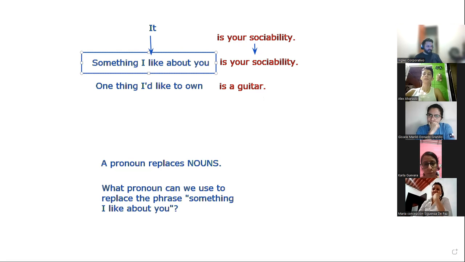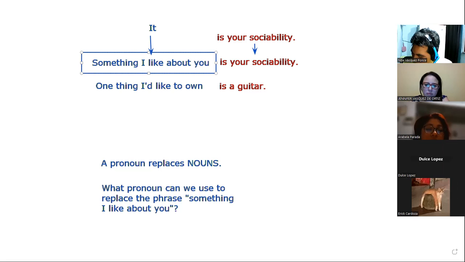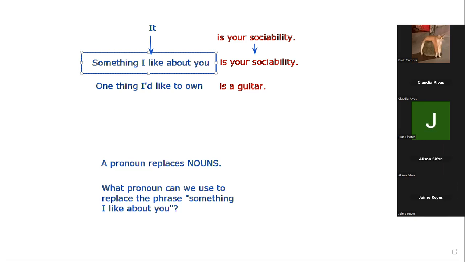Even in Spanish, guys, if I say "una de las cosas que más me interesa estudiar," toda esa frase sería un sustantivo, right? Una de las cosas que más me interesa estudiar es matemáticas. Porque yo puedo sustituir toda esa frase con la palabra "it." Yo puedo decir, ello es matemáticas, okay? Does that make sense, guys?